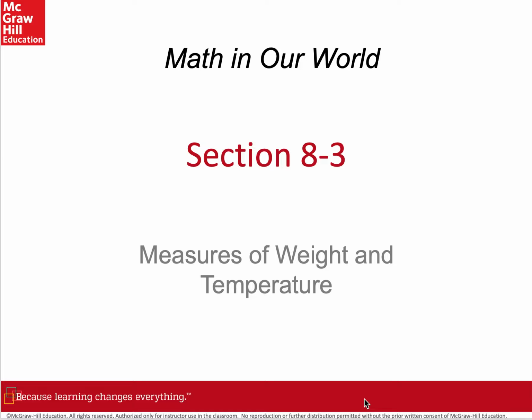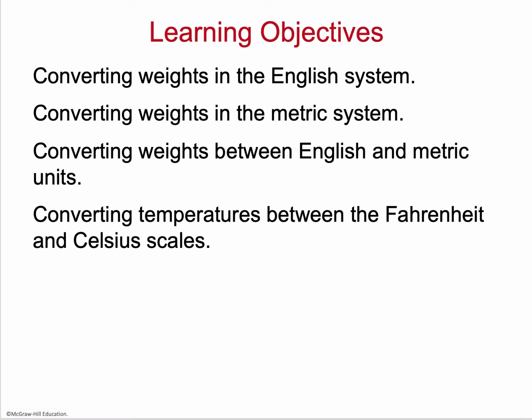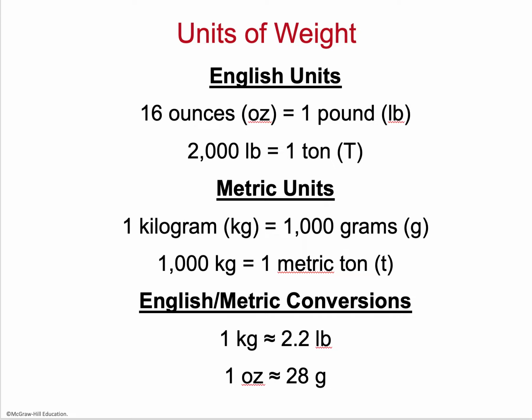We're going to continue our conversions of units in multiple dimensions with looking at weight and temperature. So this is going to be very similar to section 2. And so we're going to convert weights in the English system and the metric system, and then go between English and metric. And temperature, this is still English versus metric because Fahrenheit is what we use here in the US, and Celsius tends to be more of the metric. So we'll be able to convert between those two as well.